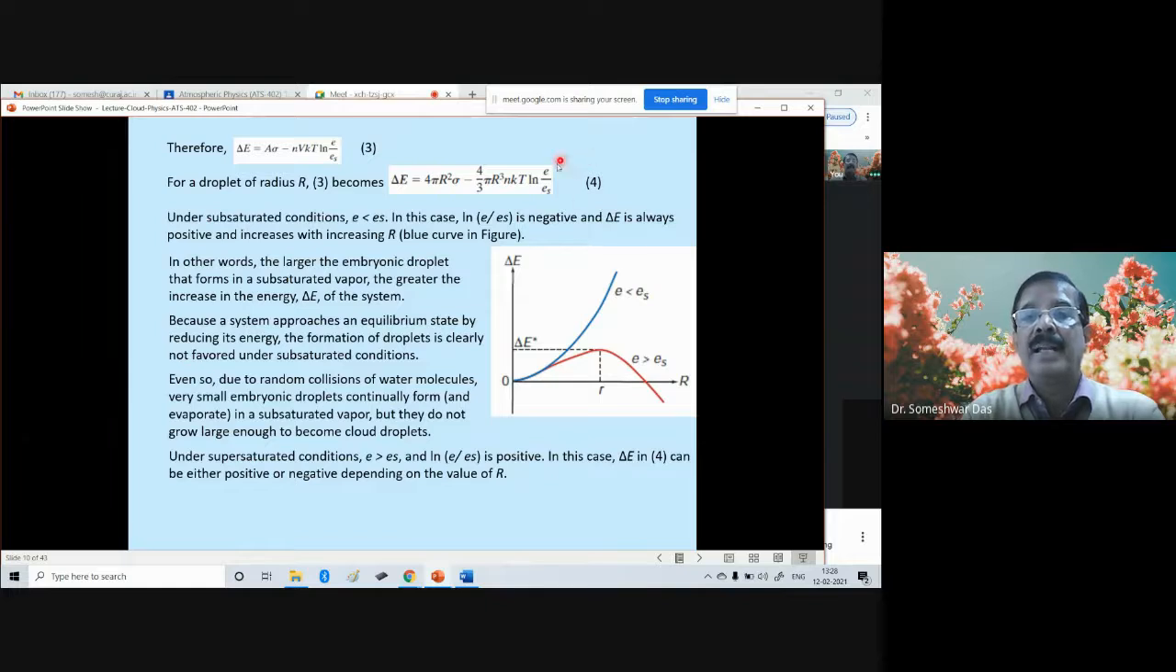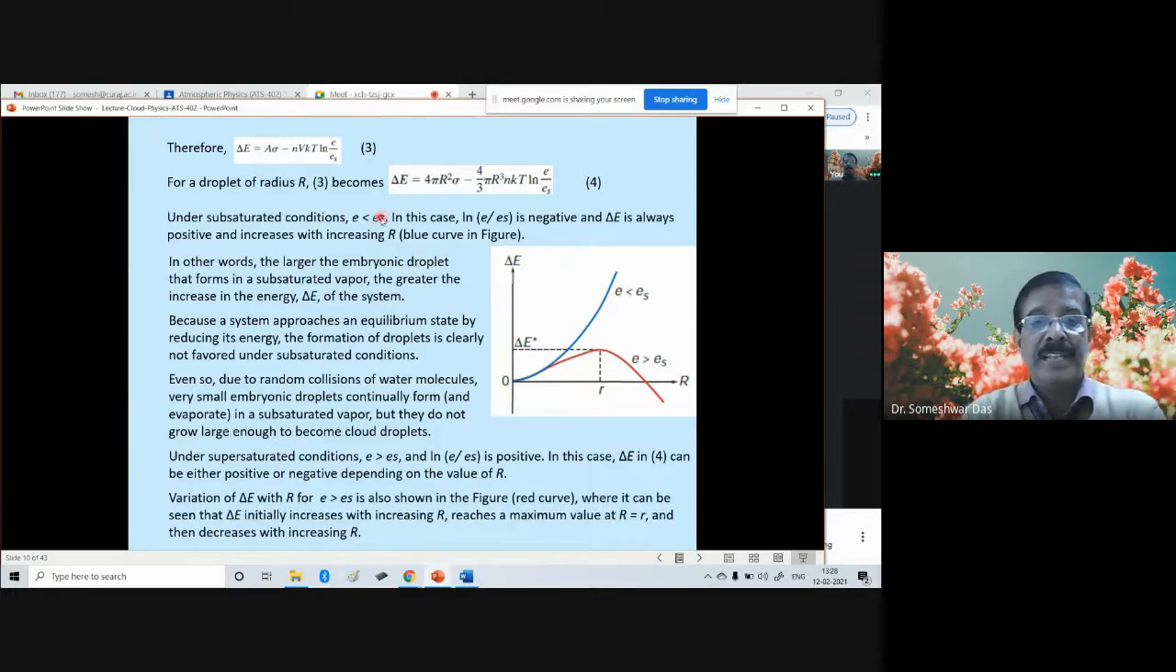But when E by ES is greater than 1, that means E is greater than ES, a supersaturated condition, then log of E by ES is positive, and so the delta E can be either negative or positive, right? Variation of delta E with R for E greater than ES is also shown in this figure by this red curve. This blue is indicating the case when E is less than ES, and this red is indicating the case when E is greater than ES.